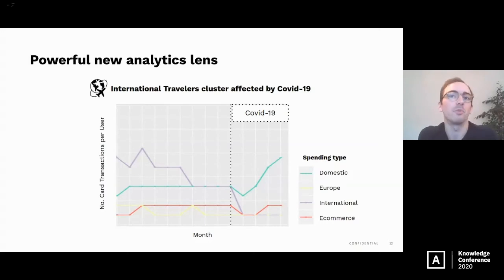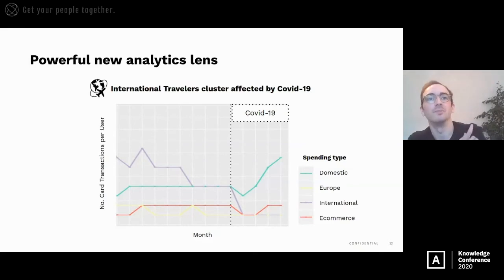Obviously, when COVID hit, we were a bit worried about our international travel group, right? We were thinking they're not going to be spending with N26 anymore. What kind of use case are these people going to have with us? And what we actually saw was, as you can see, this purple line of their spend internationally went down and plummeted when the COVID lockdowns hit. What was really great is that we could, for the first time, tease out from this very particular group of customers that actually they pivoted towards domestic spend.